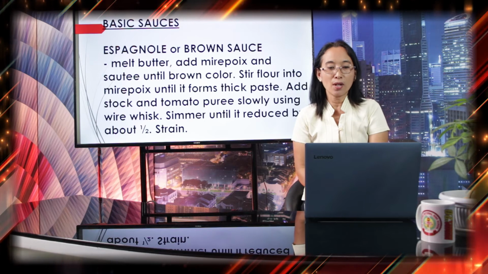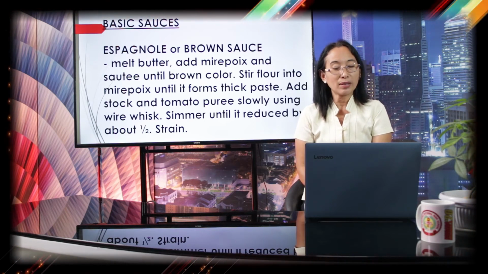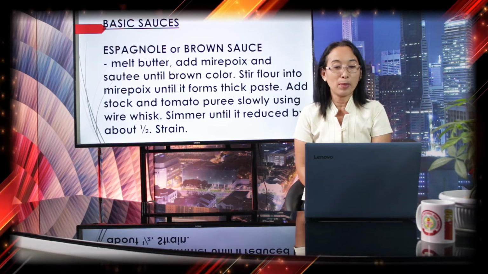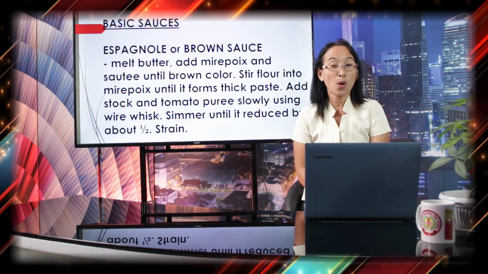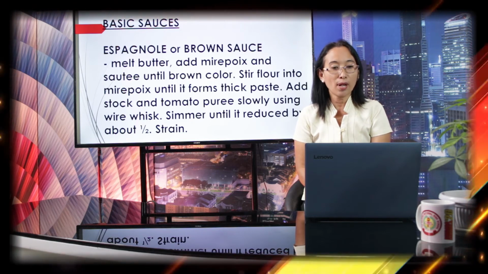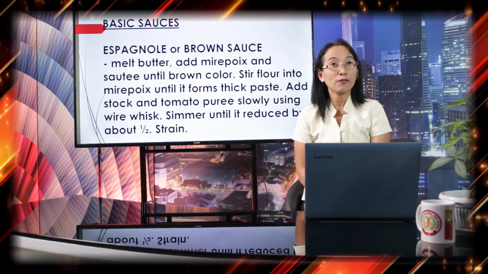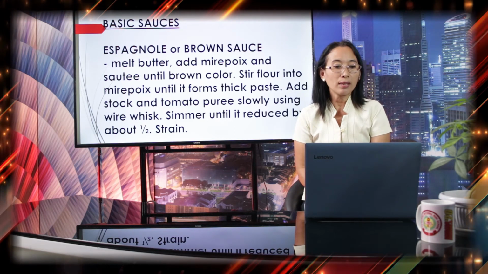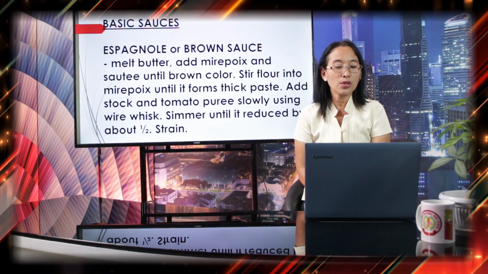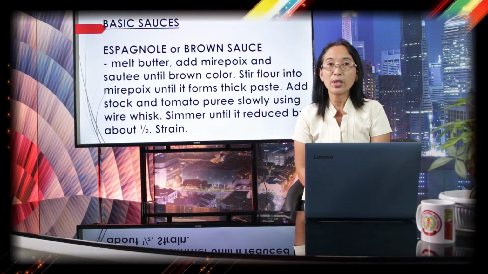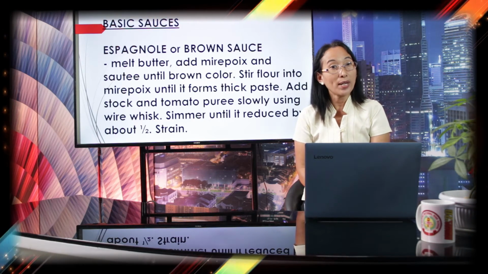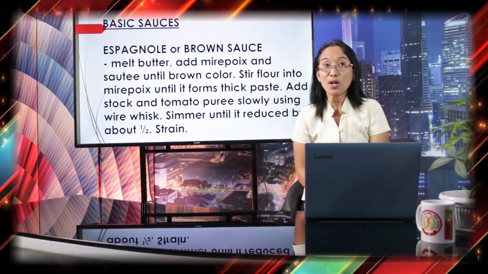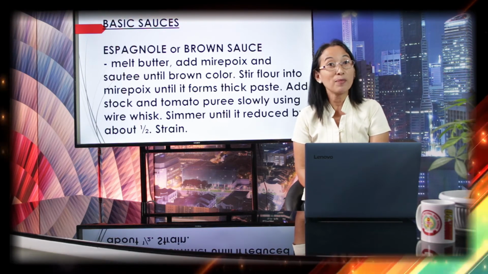How to make Espanyol? You melt the butter in a saucepan using low heat. Add the mirepoix and saute until brown. Stir the flour into the mirepoix until it forms a thick paste. Add stock and tomato puree slowly using a wire whisk. Simmer until it is reduced by about half. Then strain the sauce.